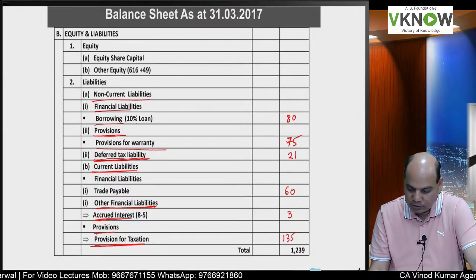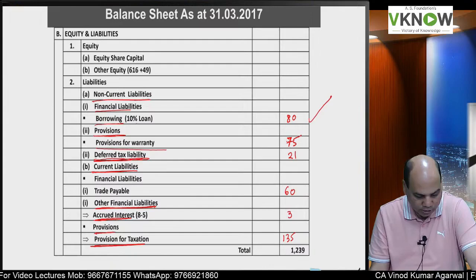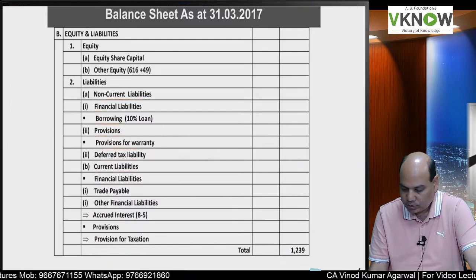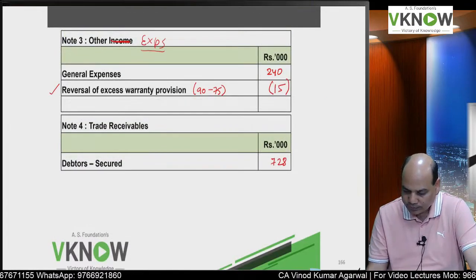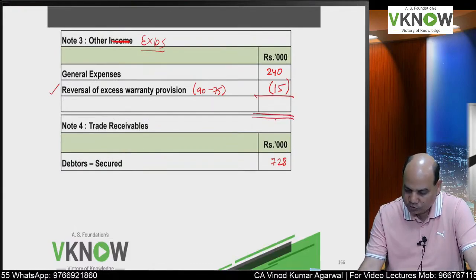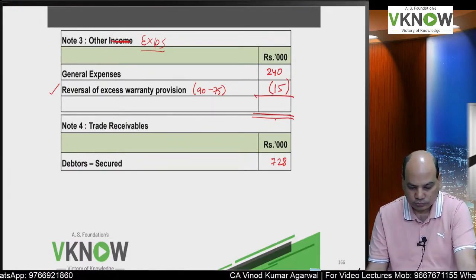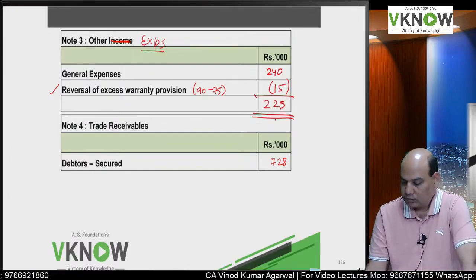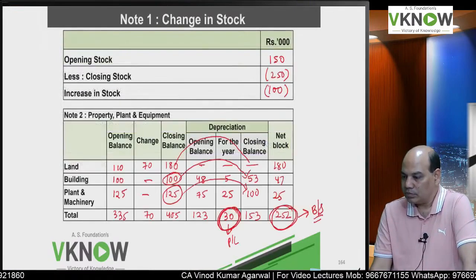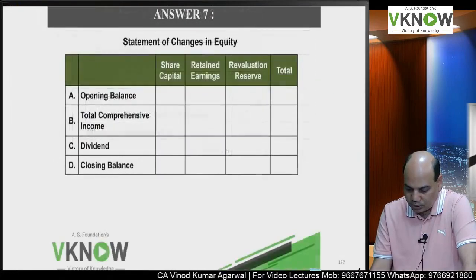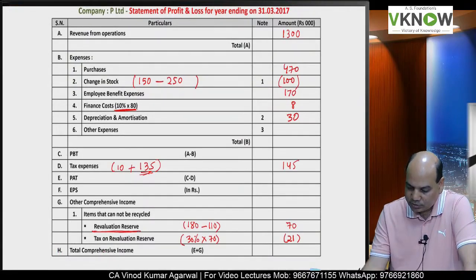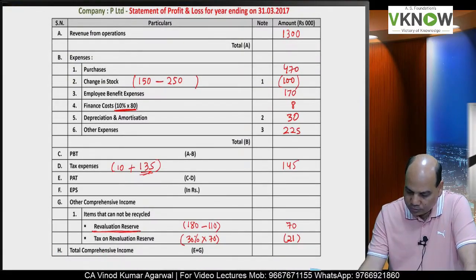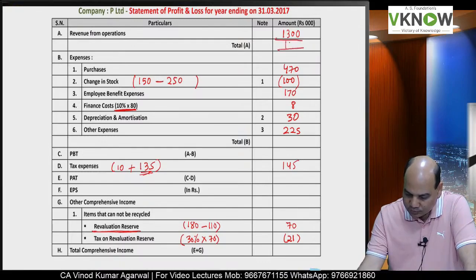Next line is loan is repayable in 5 years, so loan we have put in non-current. Year end provision for warranty claim we have done, land revaluation we have done. But what you do, first come to the notes. 1, 2 we have closed, 4 we have closed, only 3 is pending. So how much is 3? 225. 1 is a negative figure. 225 other expense in P&L account. Go to P&L account, 0.6 other expense, 225. Total of income side 1300.